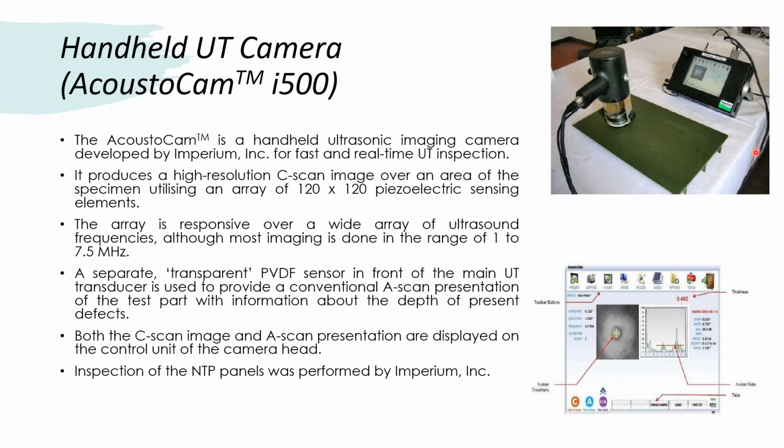So here is the picture of the handheld camera, the Acoustocam i500, and this one is the display where you can see the C-scan image and the A-scan presentation, and here is the enlargement of these pictures. So this one is the handheld UT camera.